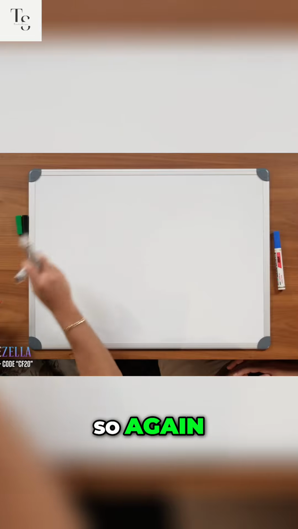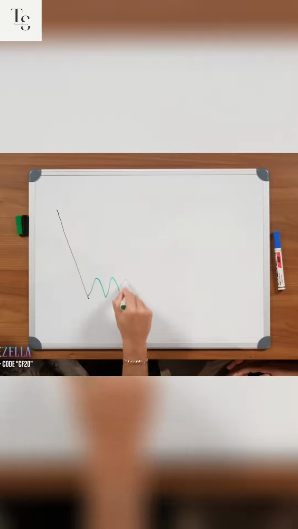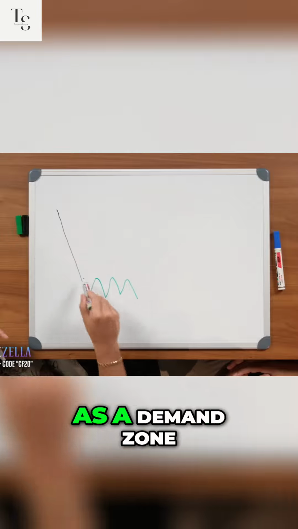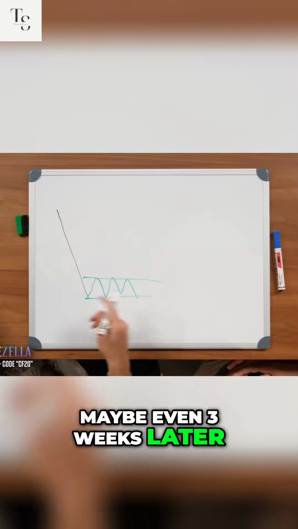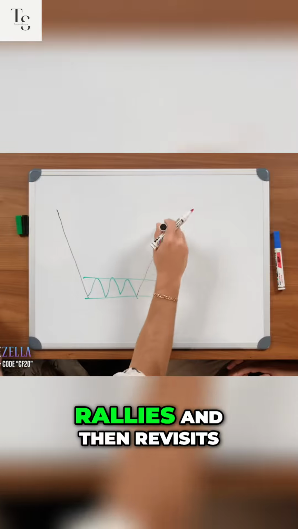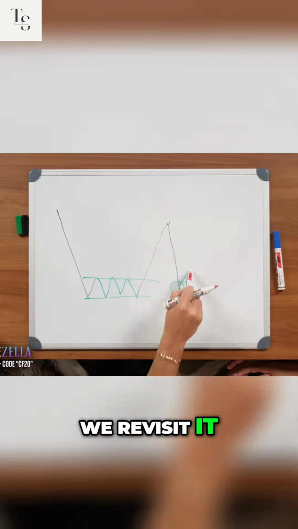So again, just to reiterate this point, the market sells off. We have this level of demand. We can mark this as a demand zone. Two days later, maybe 30 minutes later, maybe even 3 weeks later, the market rallies and then revisits this level of demand. We revisit it, it bounces.